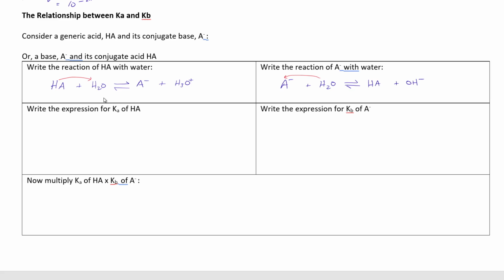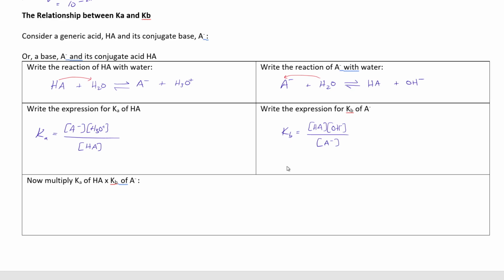So if I was to write a Ka for this equilibrium expression, so K sub A, because this is an acid equilibrium expression, I would have A minus at equilibrium times H3O plus at equilibrium all over concentration of HA at equilibrium. Same thing with Kb. I'm going to write an equilibrium law for this, so Kb is equal to HA at equilibrium, OH minus at equilibrium, all over A minus.